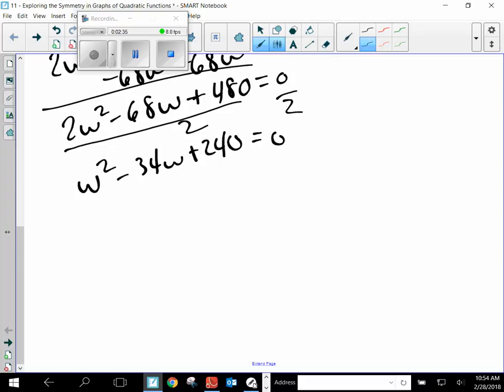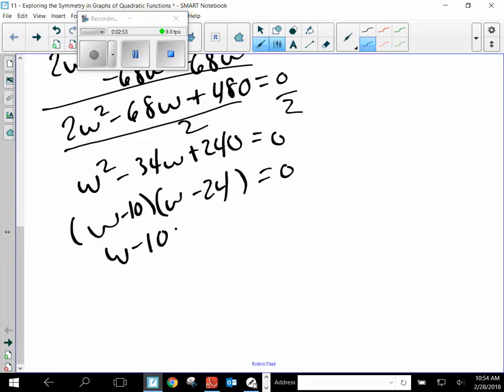Now I can factor. I want two numbers that multiply to 240 and add up to negative 34. Because A is 1, this is pretty easy. If you can't think of it, remember, go to your graphing calculator and figure it out. But it's negative 10 and negative 24. Zero product property. And I discovered that W can be either 10 or 24.